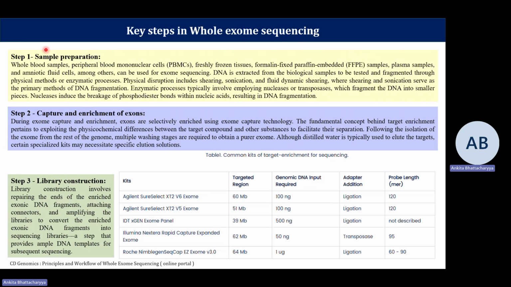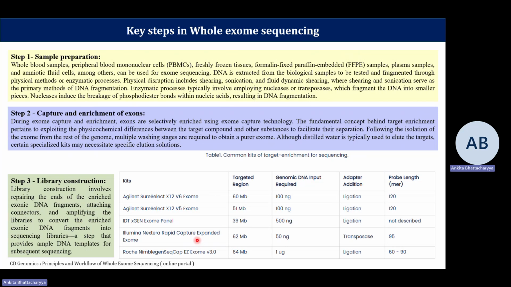Moving forward, step 3 in this case is construction of a library. What does this mean? Let me just focus here. So library construction actually involves repairing the ends of enriched exonic DNA fragments, attaching connectors or adapters, amplifying the libraries to convert the enriched exonic DNA fragments into sequencing libraries so as to provide ample DNA template for subsequent sequencing. Don't worry about this, we'll discuss it in a lot of detail today.